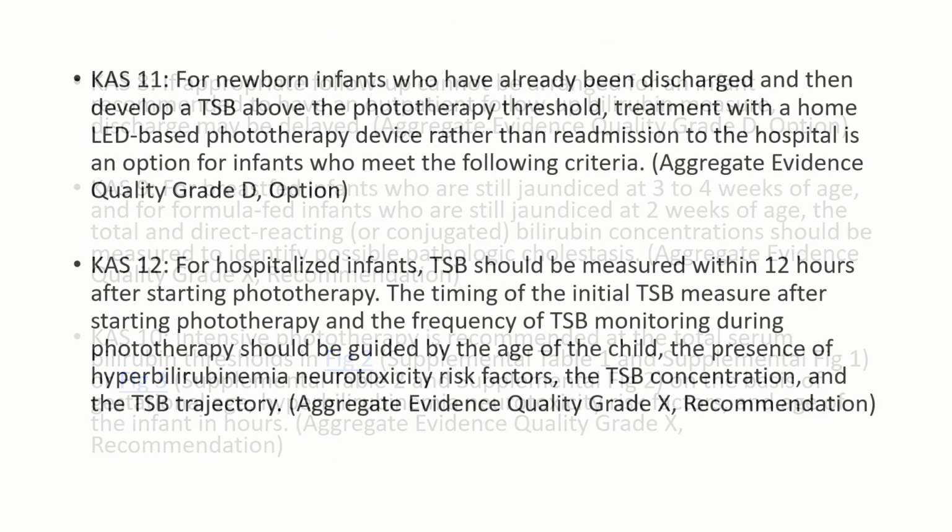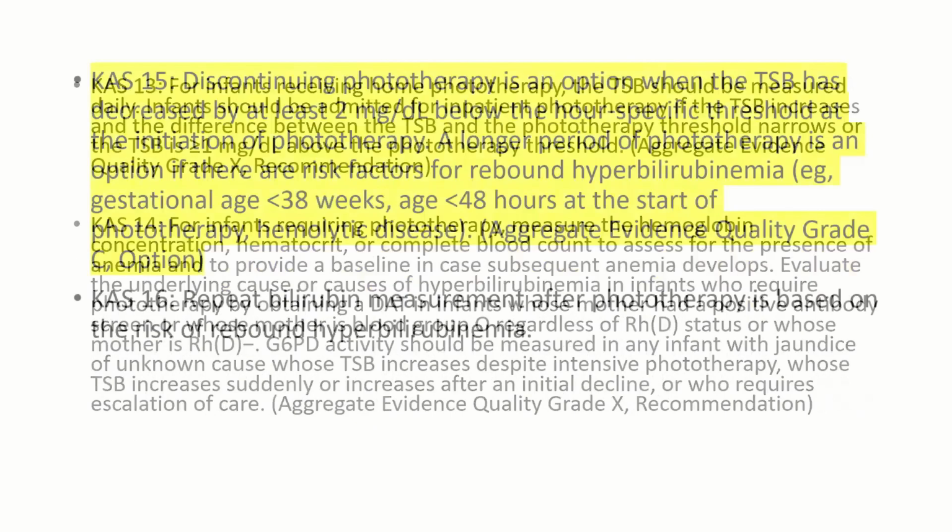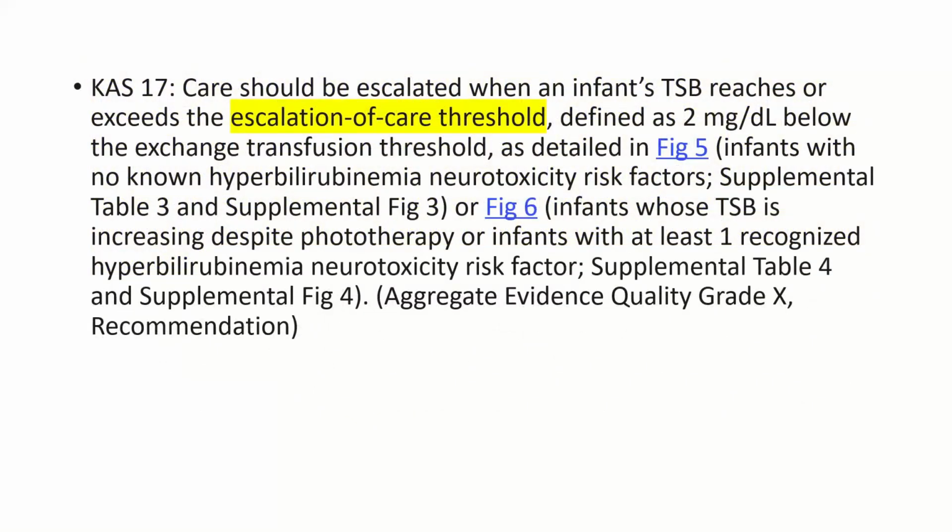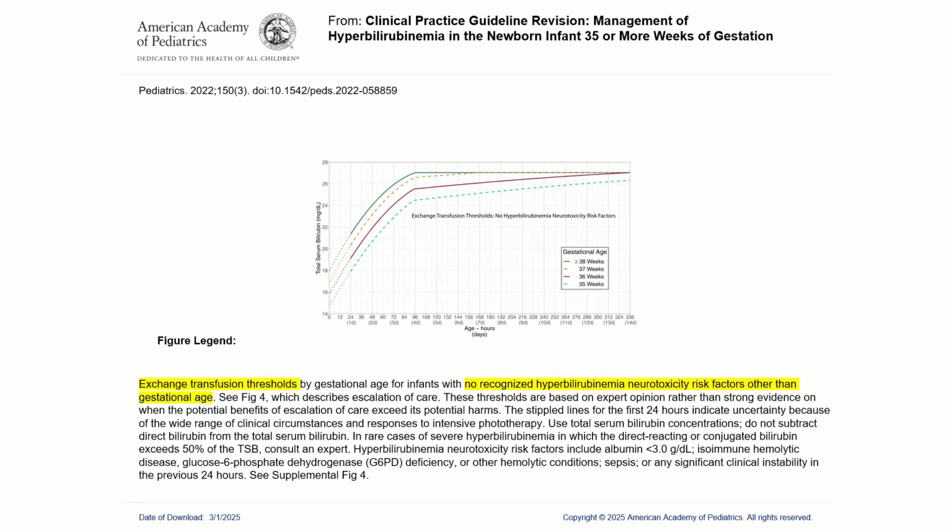The newer guidelines also introduced a concept of escalation of care and escalation of care threshold. Escalation of care threshold is defined as total serum bilirubin 2 units below the exchange transfusion threshold. For example, in a healthy 38-weeker at 72 hours of life, the cutoff for exchange is 26 units, and therefore 2 units below this, at 24 units, we need to escalate our care, since 24 units is the escalation of care threshold.